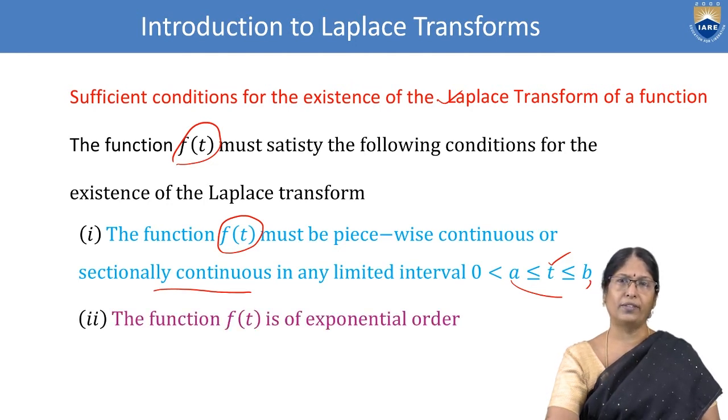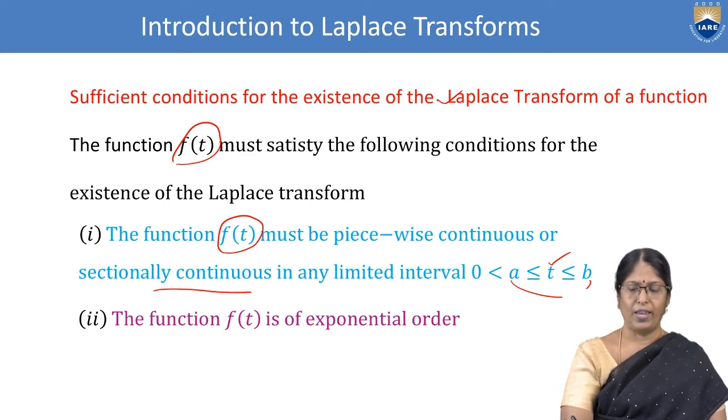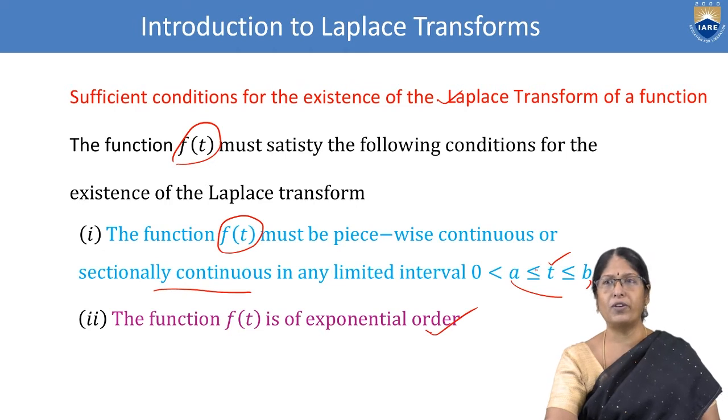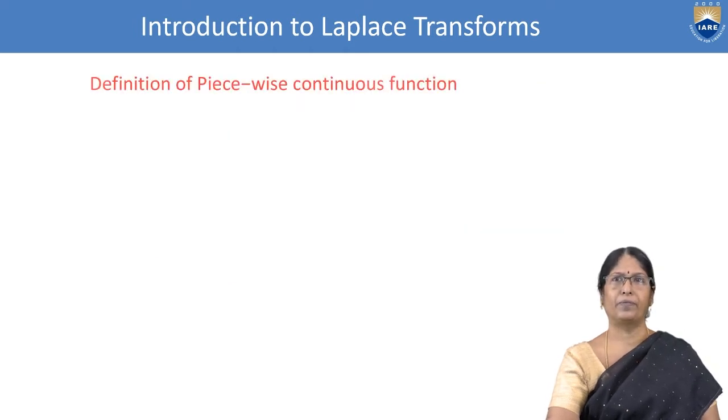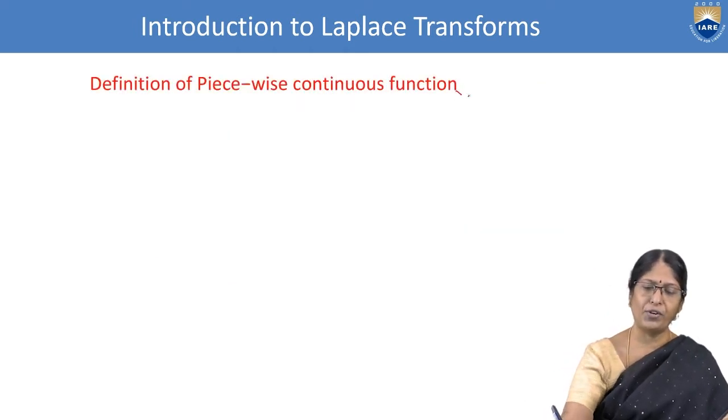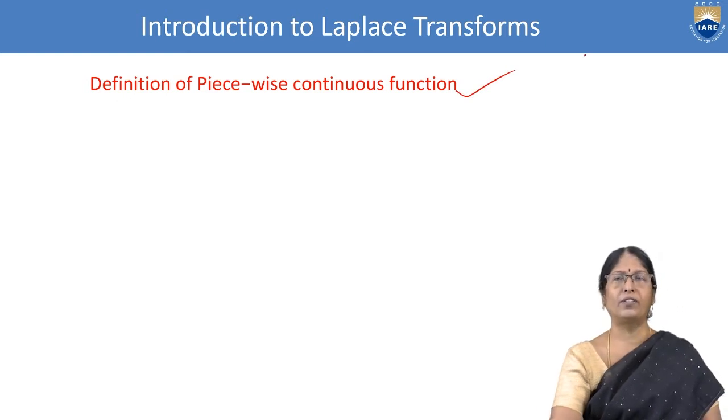The second condition is that the function f of t is of exponential order. That is what the definition of Laplace transform is: integral 0 to infinity e power minus st f of t dt. So f of t is multiplied by e power minus st, so it is of exponential order. Now, the definition of piecewise continuous function.